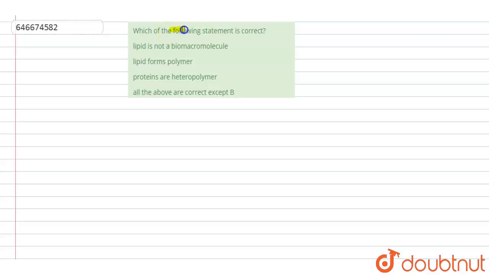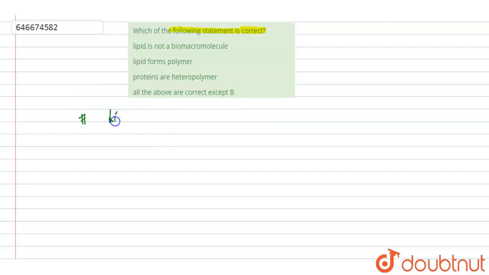Hello students, have a look at the question. Question is, which of the following statements is correct? Options are: lipid is not a biomacromolecule, lipid forms polymer, proteins are heteropolymer. All of the above are correct except B. So here we will see options one by one.